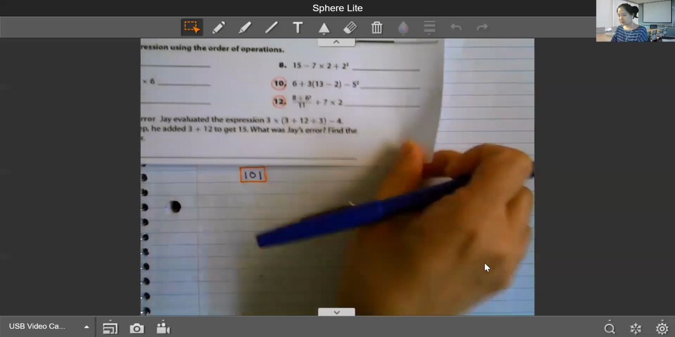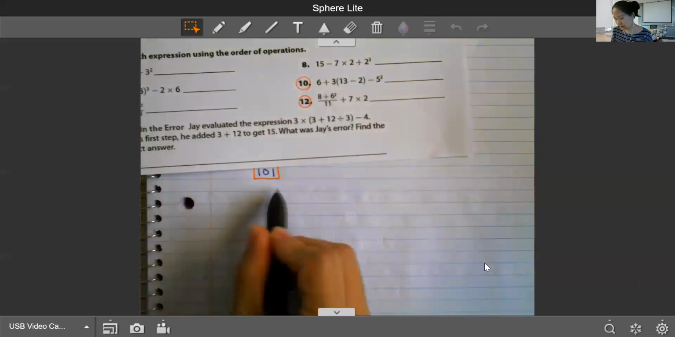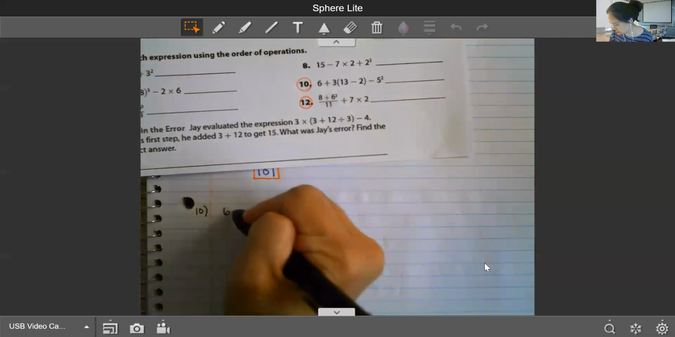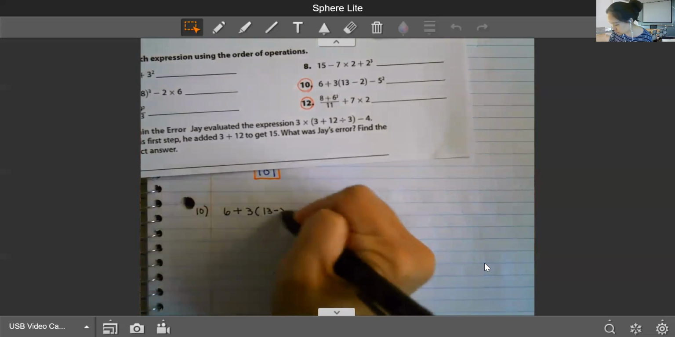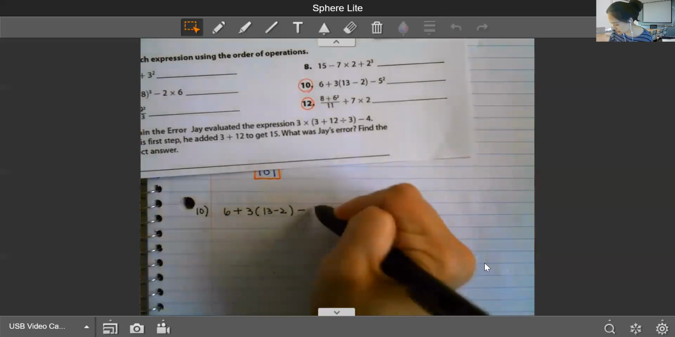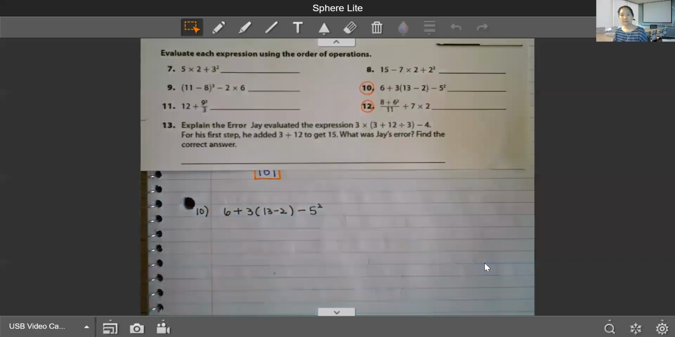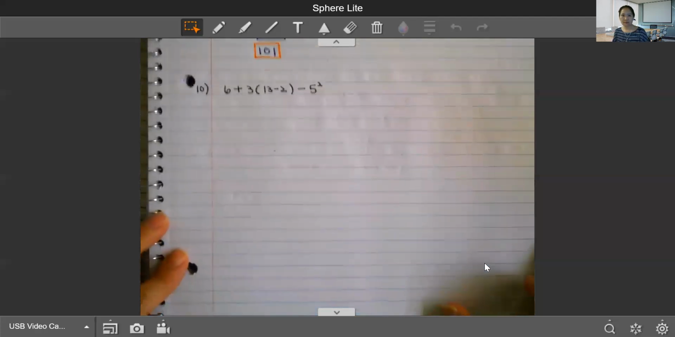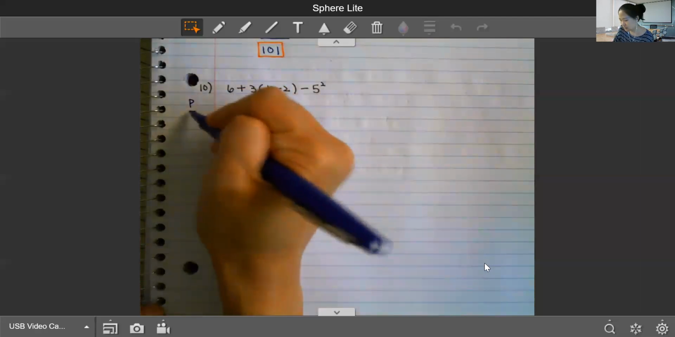What I'm going to do first is copy down number 10, skip a line. I'm going to skip 2 lines. And I'm going to copy number 10: 6 plus 3, parentheses, 13 minus 2, close the parentheses, minus 5 to the second power. Okay. Now that I have that problem written down, this time, let me remember to write PEMDAS.